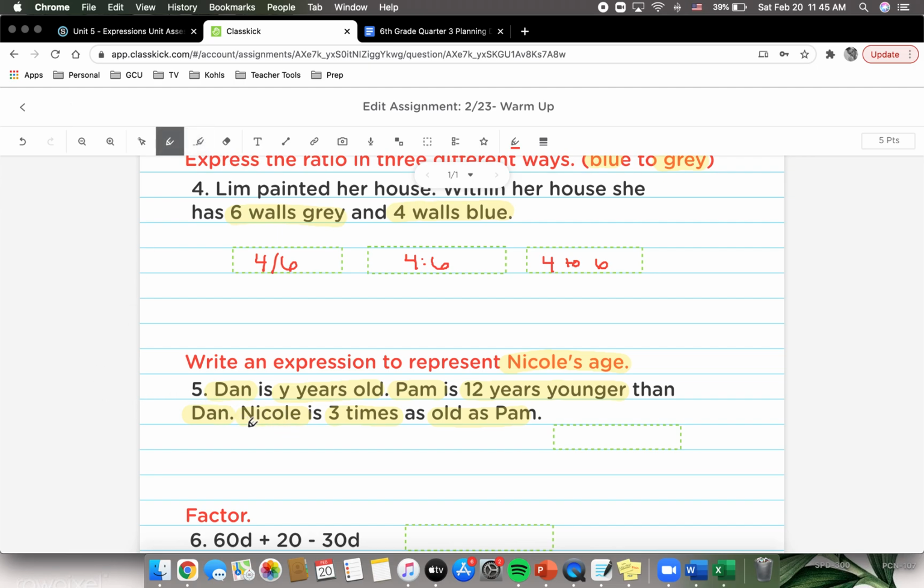So if we're trying to figure out Nicole's age, we know that she is 3 times as old as Pam. So I'm going to write 3 right here. Now we have to figure out how old Pam is. Pam is 12 years younger than Dan, and we know Dan is Y years old. So we need to subtract the 12 years from Dan's age to figure out Pam's age. And we need to multiply this by the 3 times as old as Pam. So this is our answer for number 5.